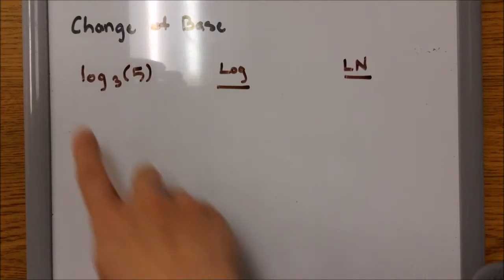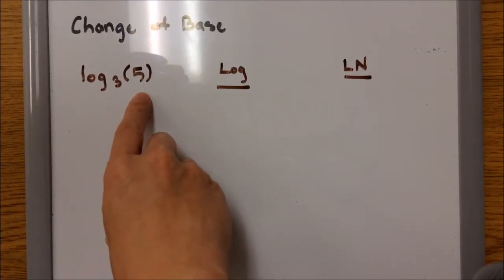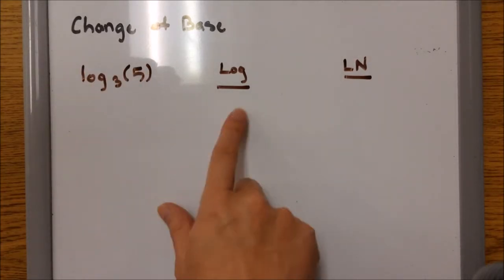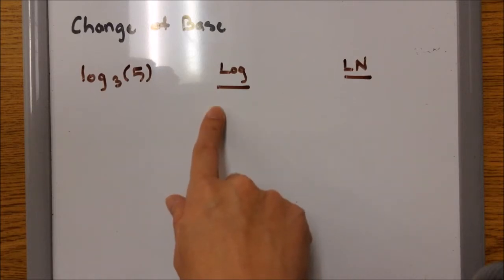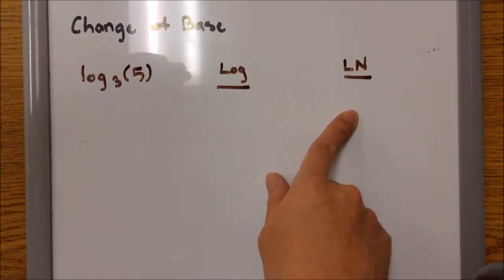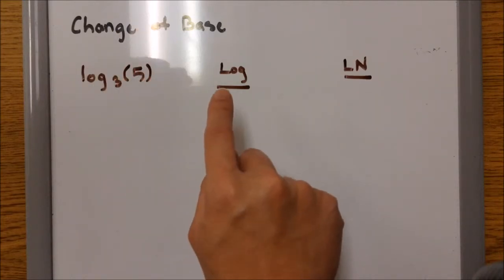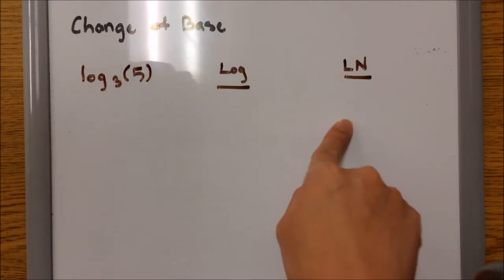In example 1, we have log base 3 of 5. So what we're going to do is apply the change of base into this example. Now here I have two set up, one for log and one for natural log. Again, I said before that the change of base can apply not just to log, but also ln.